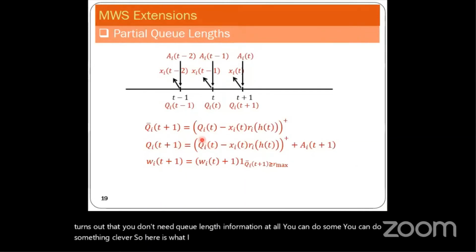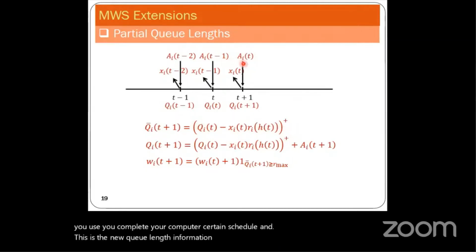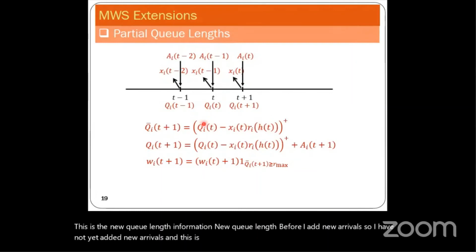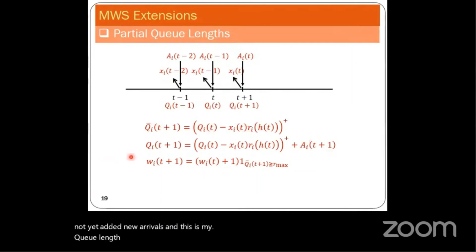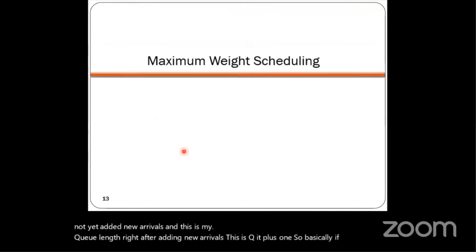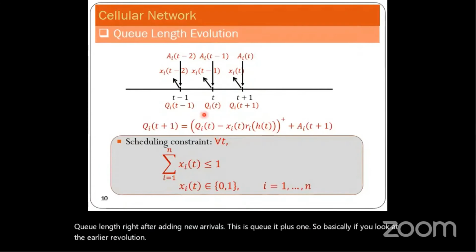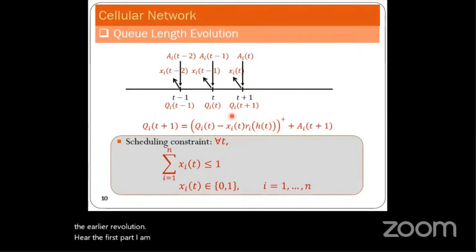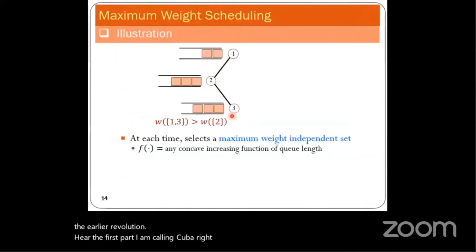Suppose Qi(t) is the queue length at time t. Now you have computed a certain schedule, and this is the new queue length before I add new arrivals. I have not yet added new arrivals, and this is my queue length. After adding new arrivals, this is Qi(t+1). So if you look at the earlier evolution, the first part I am calling Q bar i(t+1). So this is an intermediate thing.